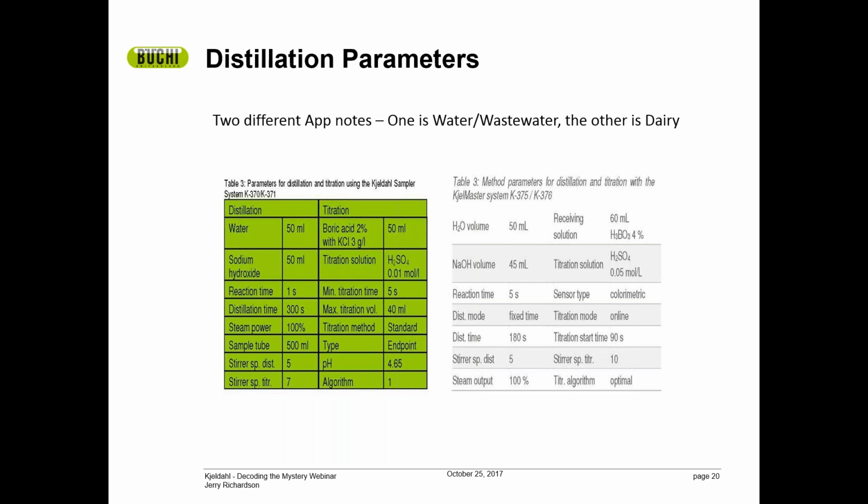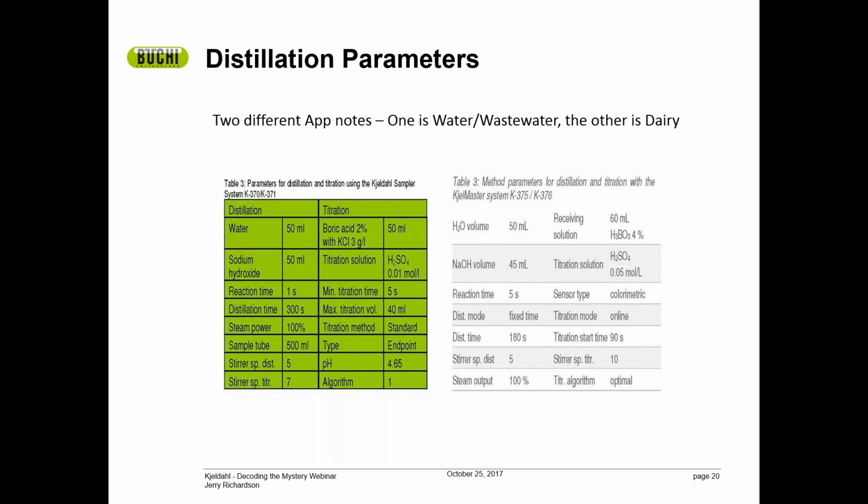Commonly, what you'll see in a distillation time is between about 3 minutes and about 6 minutes. And that's basically what we're seeing here. You have 3 minutes being 180 seconds on the right, and then on the left you see 300 seconds, which is 5 minutes. Steam power for nitrogen determinations is always set to 100%. And then the rest of it we'll talk about here in a little bit, because that really goes to titration.